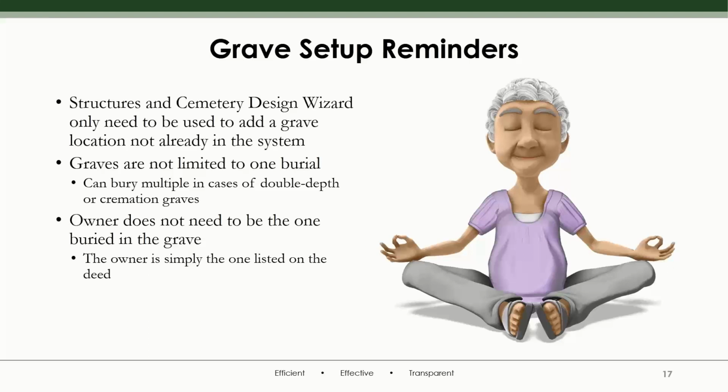Also, graves aren't limited to only one burial. We get this question quite a bit, especially with double depth and cremation graves, where there would be technically more than one person buried in that grave. So you don't need to do anything special with it. In fact, you can just record 2 burials. You would go through that cemetery transaction burial screen twice, record both burials, and the system would let you do that. You can break it down a little bit more if you want to do grave 1A and 1B, for example. I wouldn't recommend it, but you can do that if you do have a reason to.